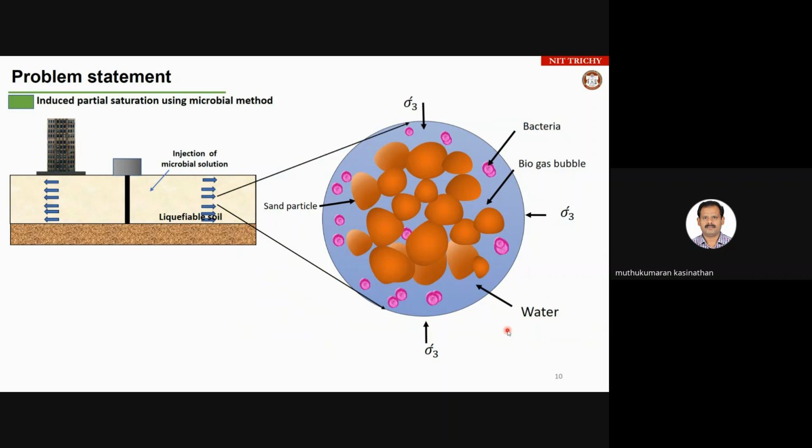So look at here the schematic diagram, what you are seeing here. Suppose you have a liquefiable soil. So liquefiable soil, you know that your resistance is supposed to be less, SPT value is less than 10, and this soil, when it is being subjected to earthquake, loses its shear strength.